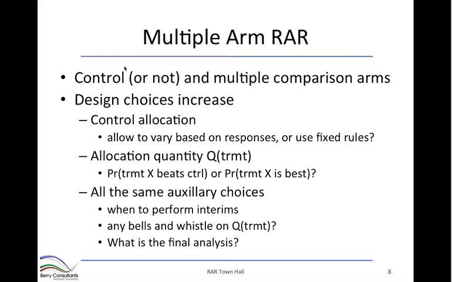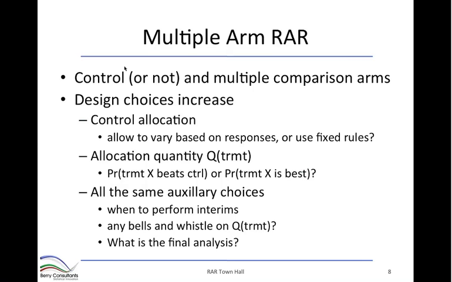The multiple arm study, a multiple arm RAR, you may have a control, maybe not, and multiple comparison arms. Your design choices here are going to increase. Your control allocation, for example. If you're doing a two-arm study, if you're doing RAR, the only thing you can manipulate is the relative ratio of treatment to control. So if you're increasing or decreasing the treatment arm allocation, you're doing the opposite to the control, because they still have to add. So you have to change the control.